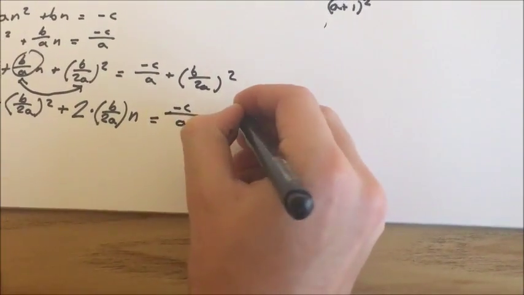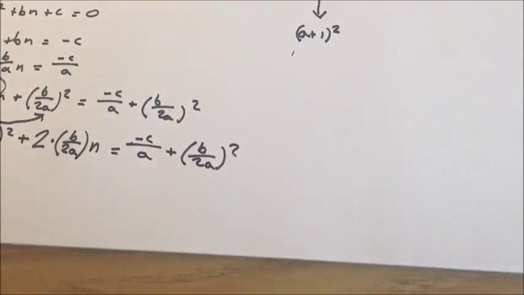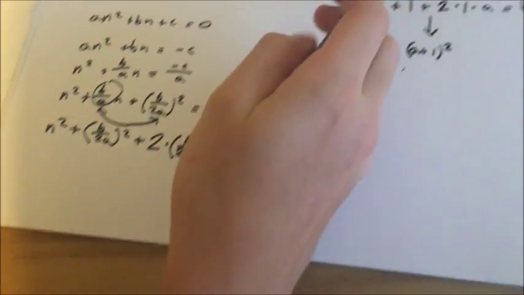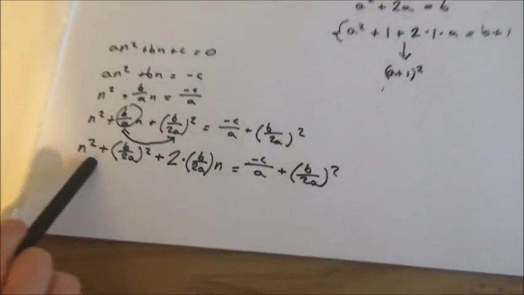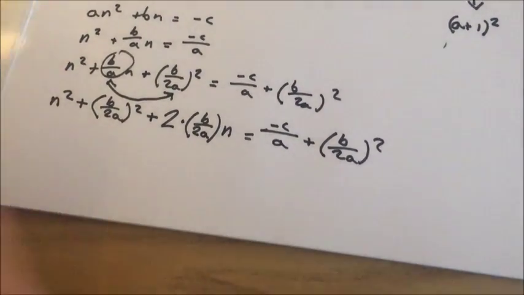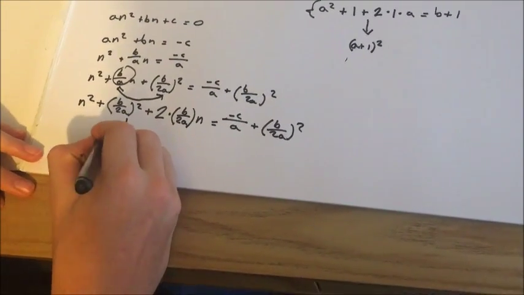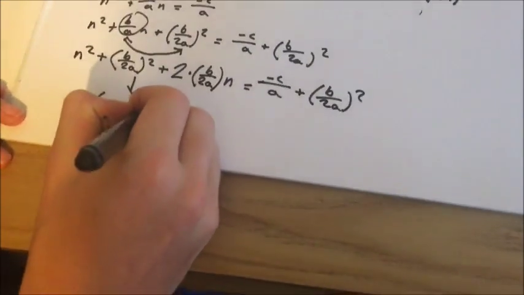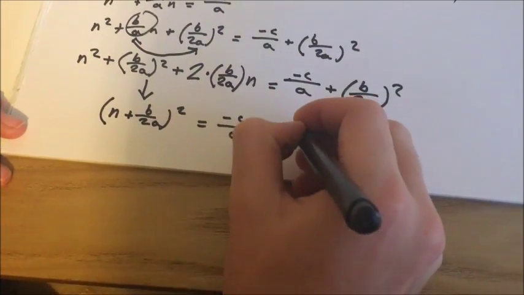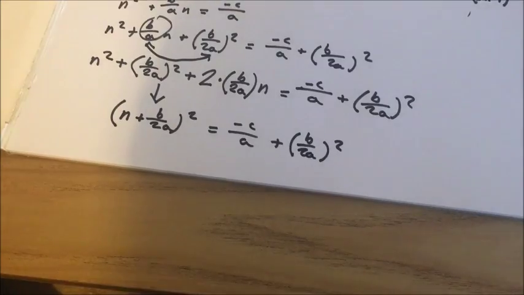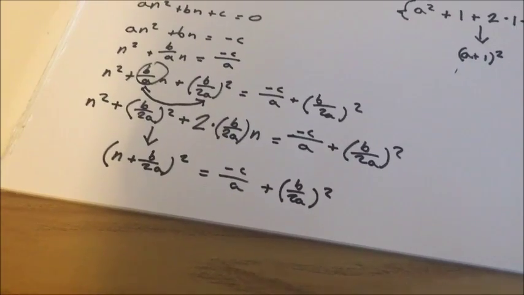We haven't actually made any changes to the value, so this side stays the same. And now, as you can see, this is in this format, except with a being x and b being b over 2a. So we can factorize that down to (x plus b over 2a) squared is equal to negative c over a plus (b over 2a) squared. Now we're very almost there. All we have to do now is square root both sides.